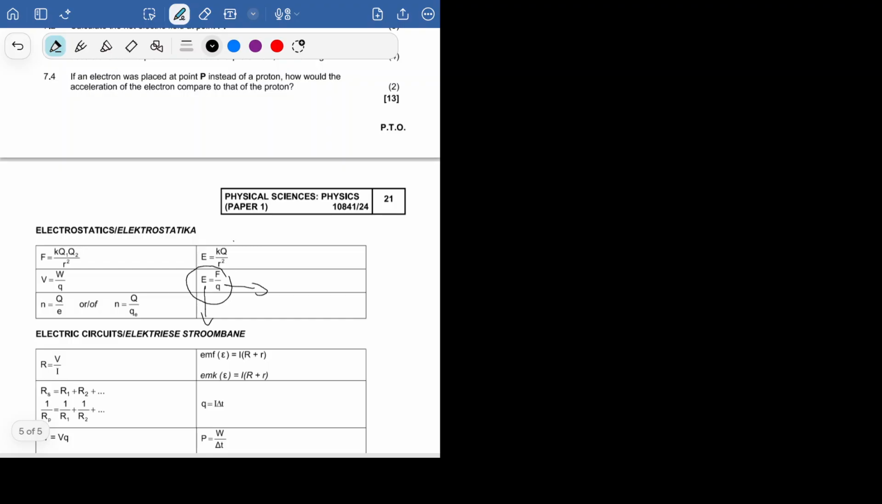So, what else do we need to know? Also, let me give you a list of constants so that you don't get surprised about where you take this charge.